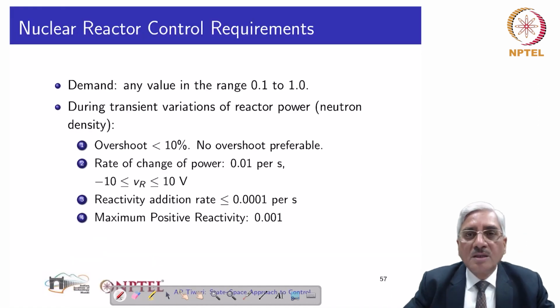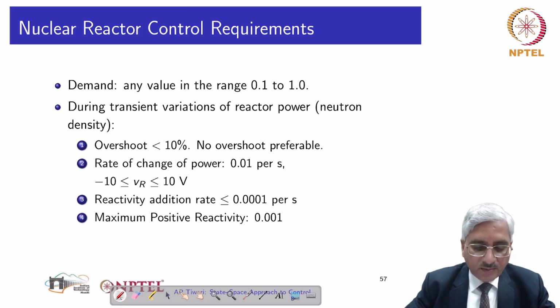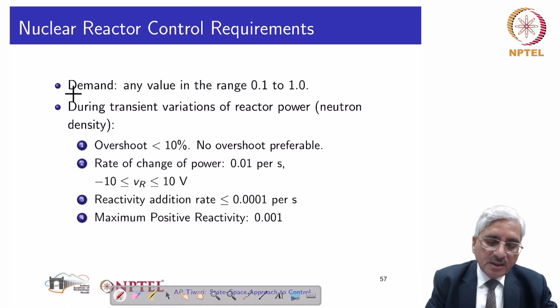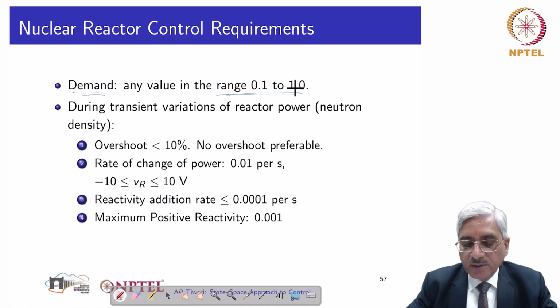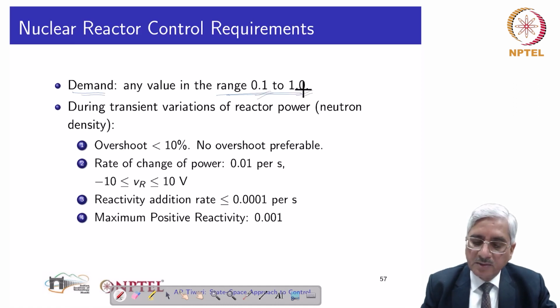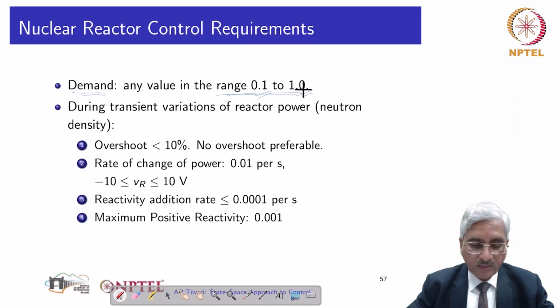Now, after having obtained the model, the job of the control engineer is to explore its time dependence, how it behaves in time for various representative transients. And there are control requirements. In a nuclear reactor there is a demand, and for its operation in the linear range, the demand will be anywhere between 10% to 100%, or 0.1 to 1 as a fraction of full power.